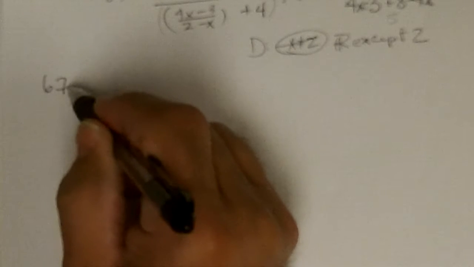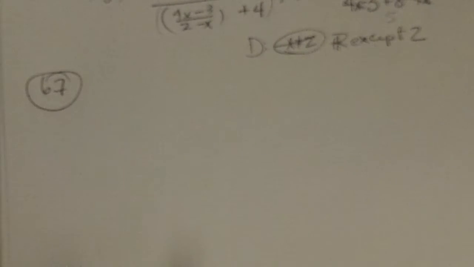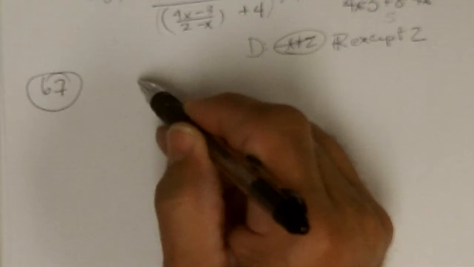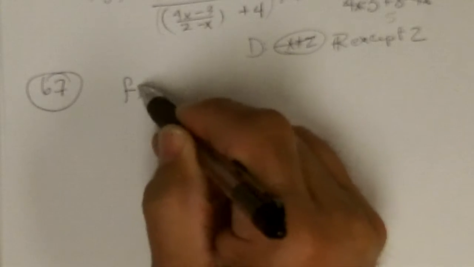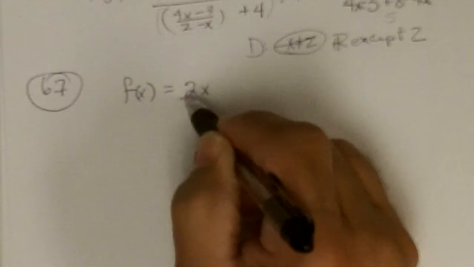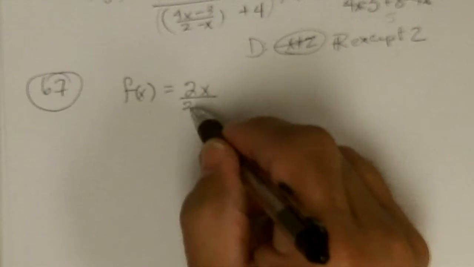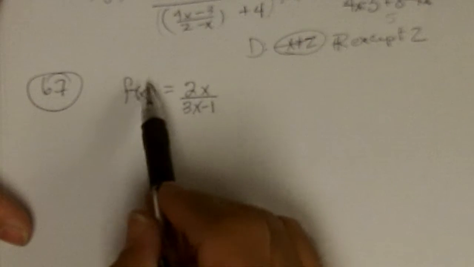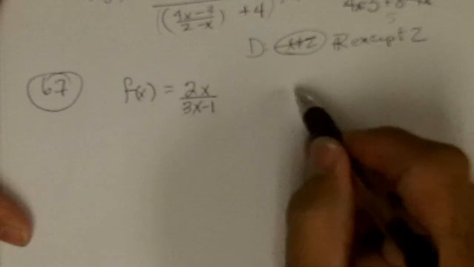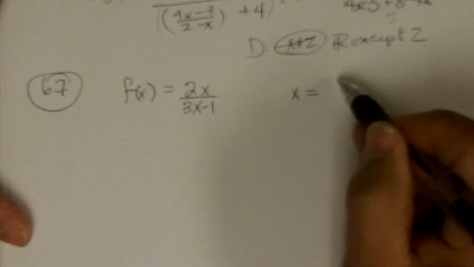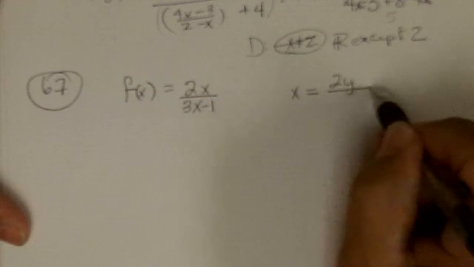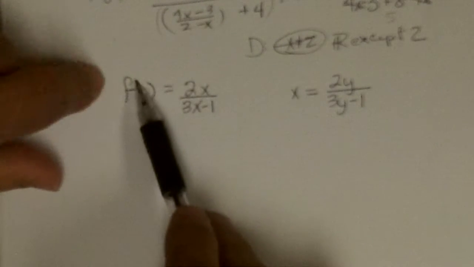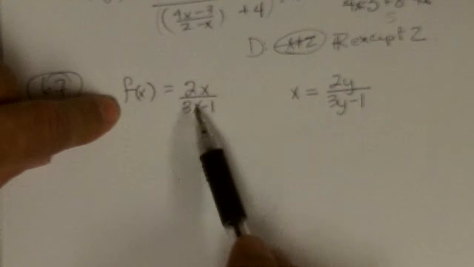Now 67. 67 says find the inverse and find the domain and range. So if f of x is 2x over 3x minus 1, then I'm going to change the y to an x and the x's to y's, and so I'm going to get x equals 2y over 3y minus 1. So I swap this y to make it an x and these x's to be y's.